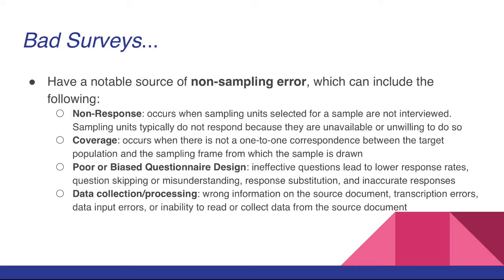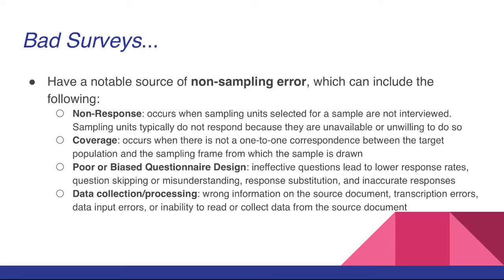Now, characteristics of bad surveys. Bad surveys have a notable source of non-sampling error, which can include the following. Non-response error occurs when sampling units selected for a sample are not interviewed. Sampling units typically do not respond because they are unavailable or unwilling to do so. Coverage error, which occurs when there is not a one-to-one correspondence between the target population and the sampling frame from which the sample is drawn.